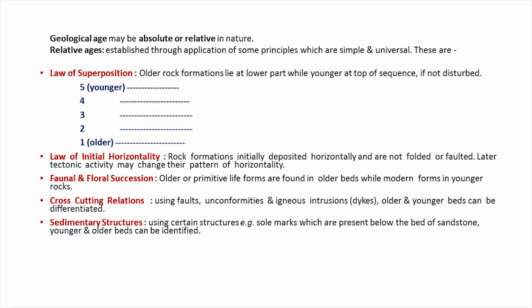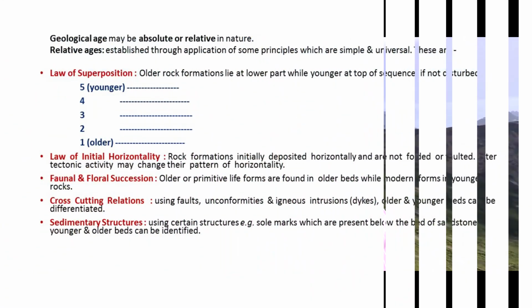Now, the geological age may be absolute if the dates have been taken by the radiometric technique, or relative in nature. The relative ages can be established through application of some principles which are very simple and universal in nature. These are the law of superposition. This law states that the older rock formations lie at the lower part while the younger formations lie at the top of the sequence, if not disturbed.